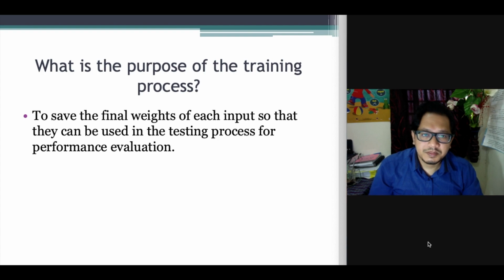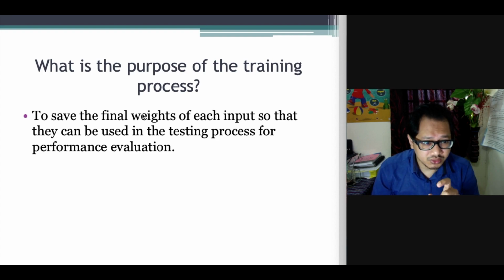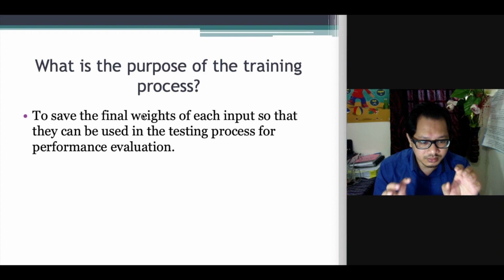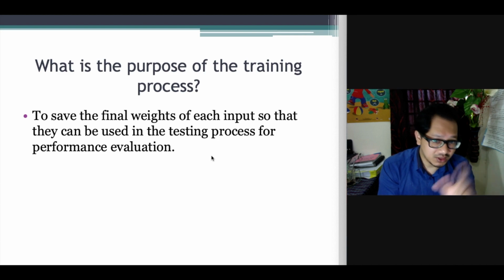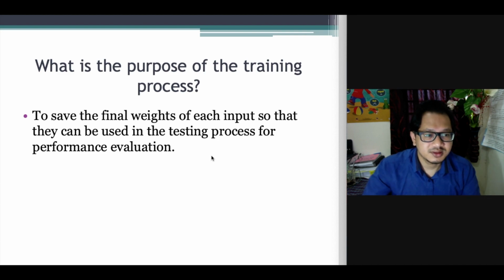Okay, what is the purpose of the training process? Apa sebenarnya bila kita train tu, apa dia punya purpose? The purpose is kita nak save dia punya final weight. Final weight ni sebenarnya dia punya model. Model tu, dia punya network, weight dia tu, bila dapat weight tu, itu sebenarnya kita buat training tu. Training akan produce dia punya model. Dalam model tu ada weight. Right?